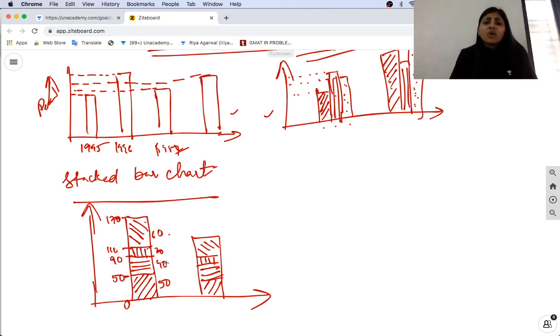And then regularly how you would have solved this bar graph, that's how you solve this one. Okay, so just the method of representation is different and nothing else. The solution will be the same way.